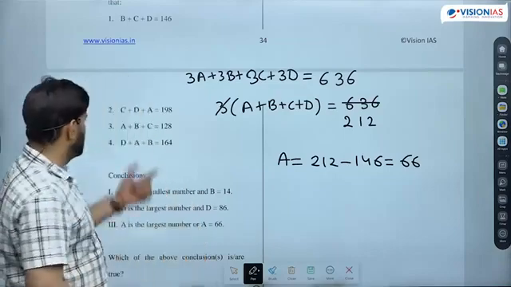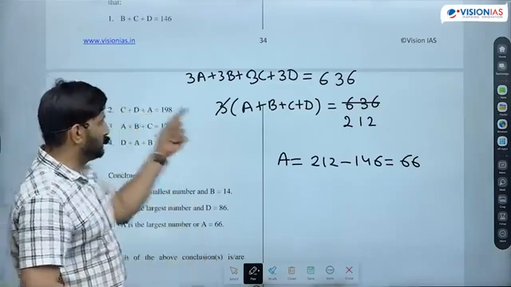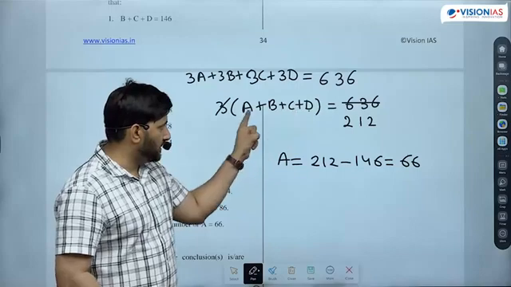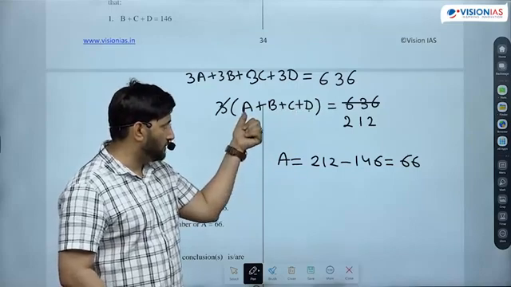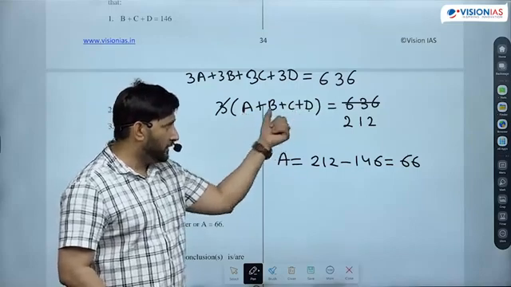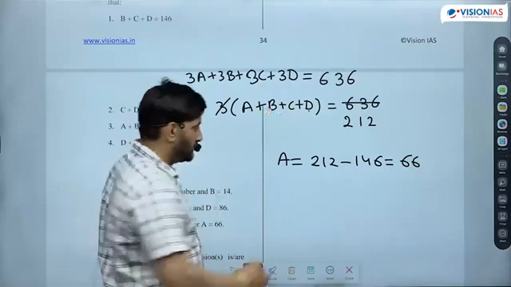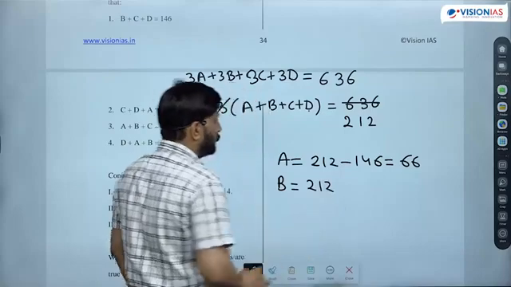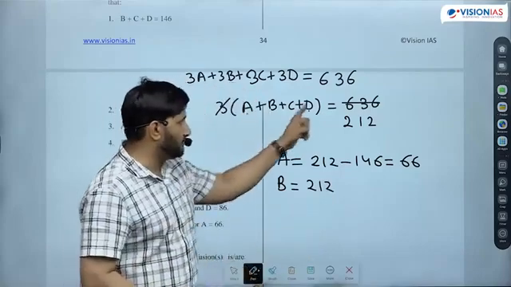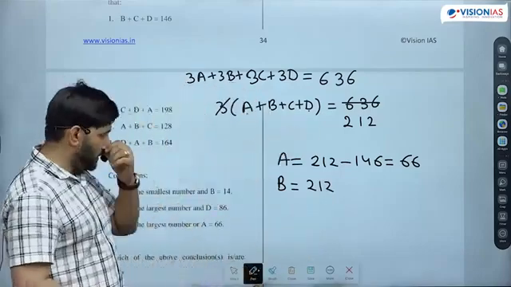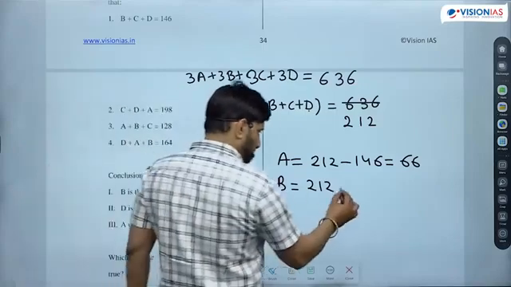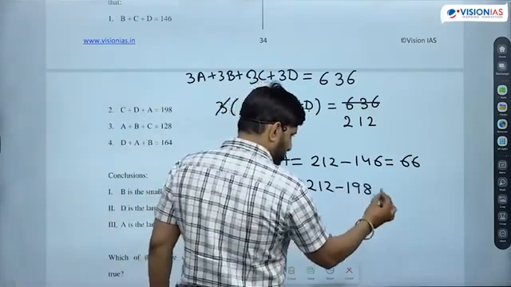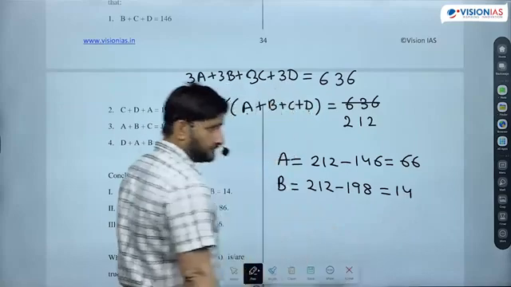Next, C plus D plus A is given. If I substitute the value of A plus C plus D, I will get the value of B. So how will the value of B come? B is equal to total value 212 minus the value of A plus C plus D. A plus C plus D is 198. That is equal to 14.